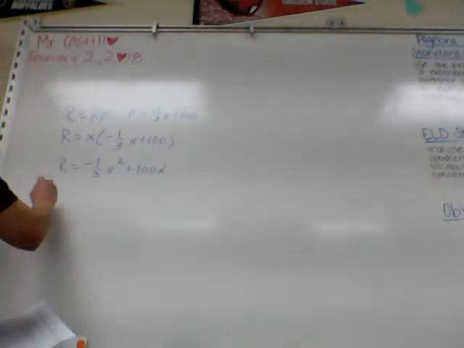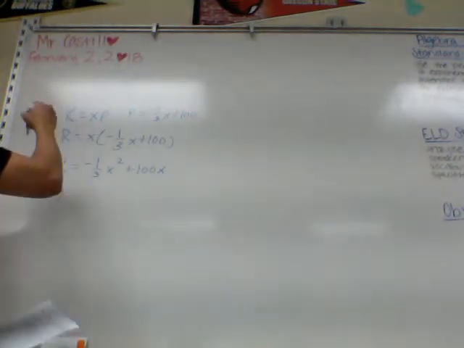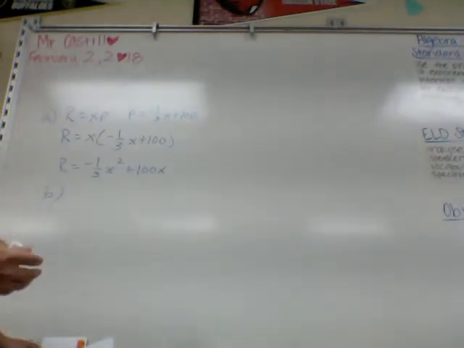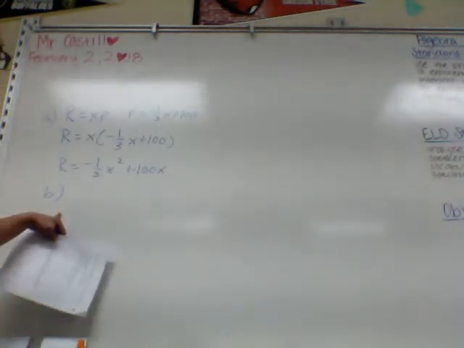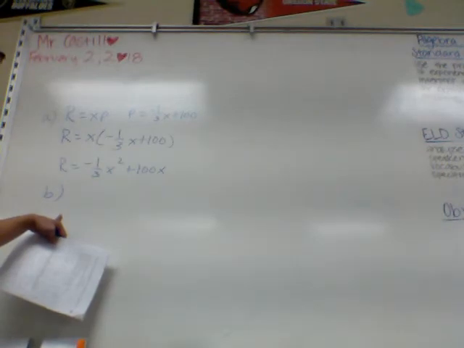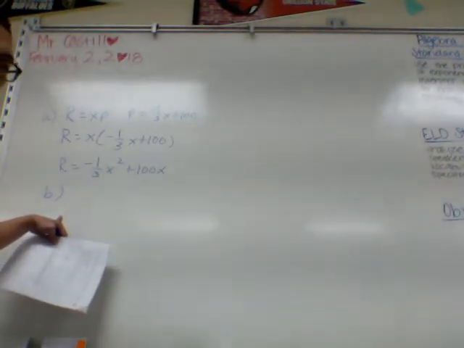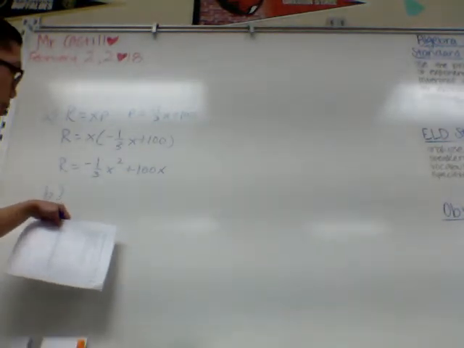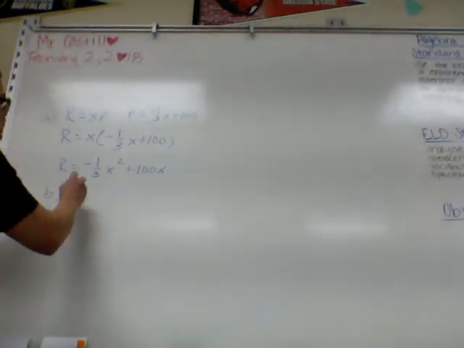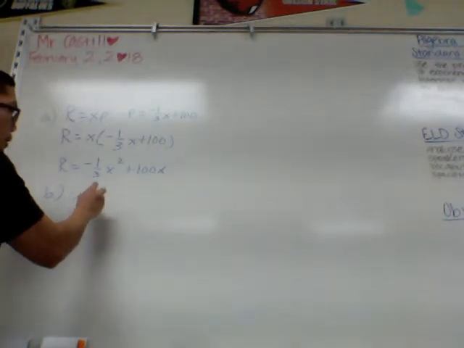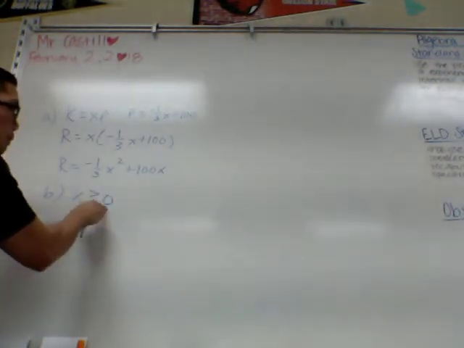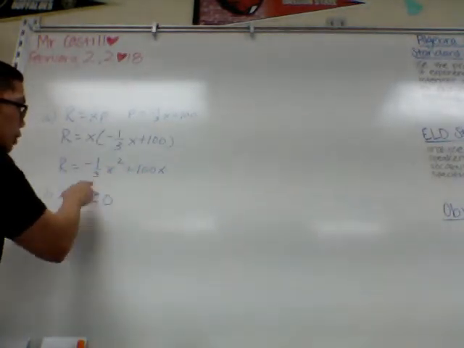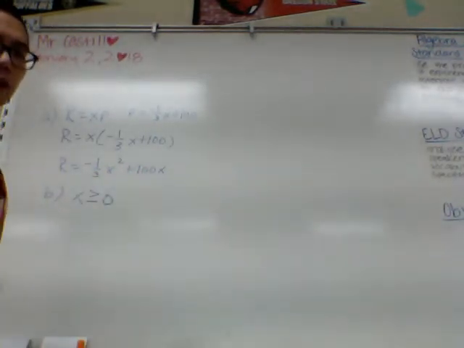Now for letter B, they want the domain for this. So remember, when you're selling stuff and you're trying to find revenue, you cannot sell negative items and you can't have a negative or zero price. So there's two restrictions here. I know x is greater than or equal to 0 because the number of items has to be greater than or equal to 0. And since x is my variable in the revenue equation, we could just leave it like that.